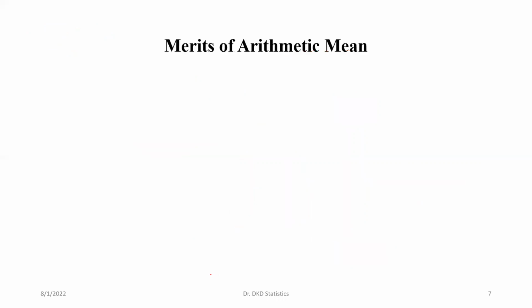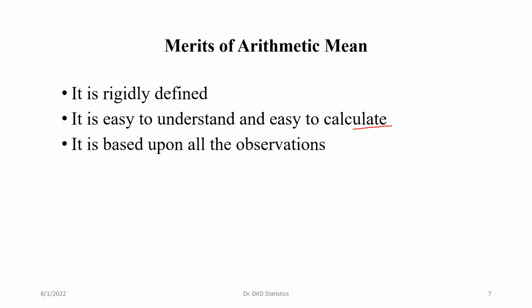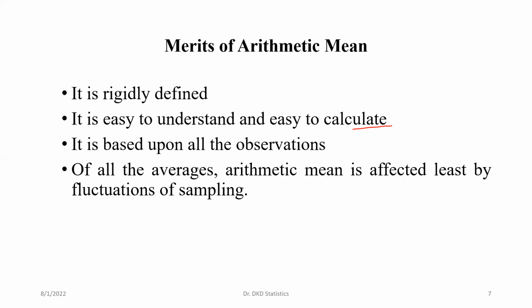Now, next point. What are the merits of the arithmetic mean? We need to understand that it is rigidly defined. It is easy to understand and easy to calculate. And it is based upon all the observations, because we are adding all the values and dividing by the number of observations. And of all the averages, the arithmetic mean is affected least by fluctuations of sampling.